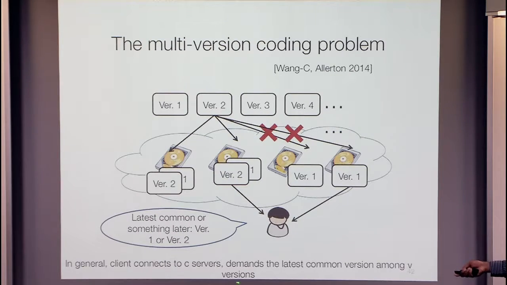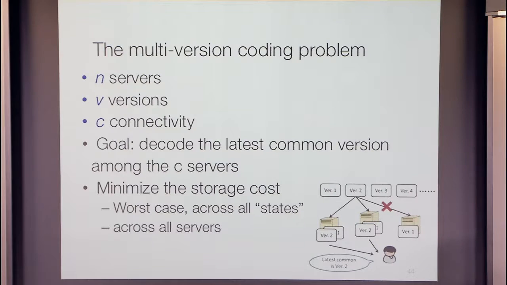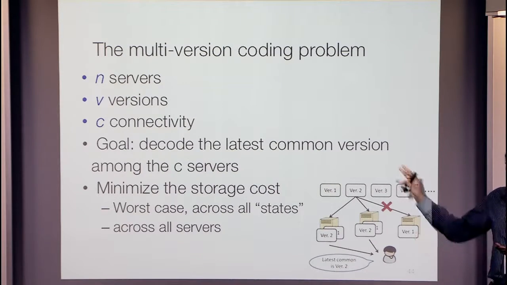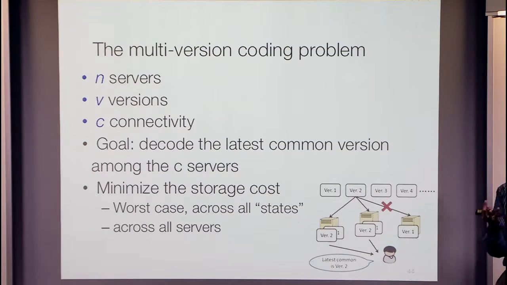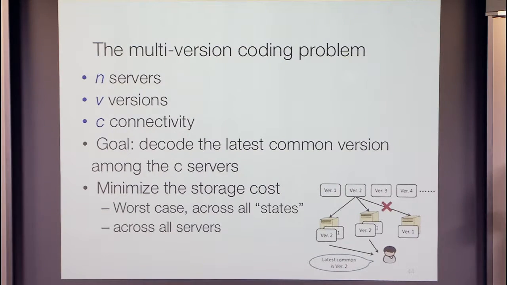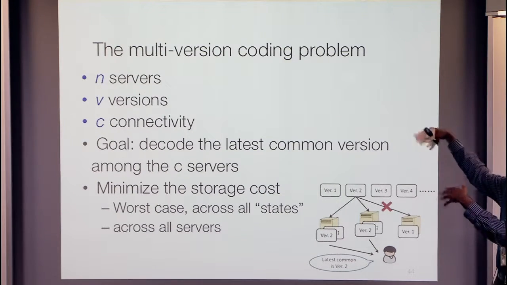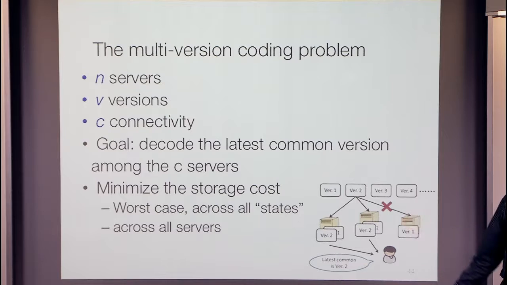In general, a client connects to C servers and demands the latest common version among the subset of servers it connects to. So the three parameters are N servers, V versions, and C, the connectivity. The goal of my coding problem is to minimize the worst case storage cost. There are two solutions we already saw, replication and coding. The goal is to figure out what's the smallest storage cost. This is just a first order problem that we are looking at. You can talk about communication costs and add other things on top of it which are actually relevant to the problem, but storage cost is what I'll talk about here.